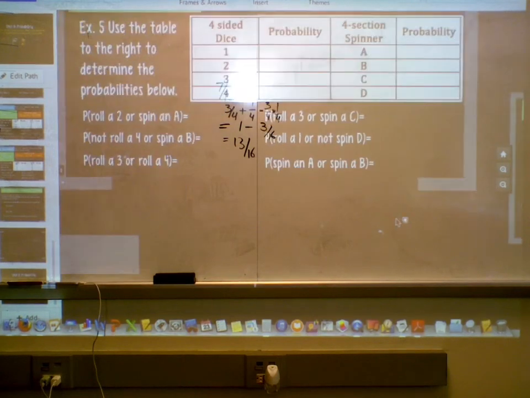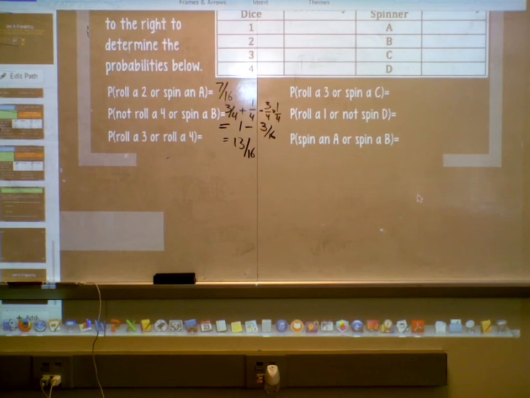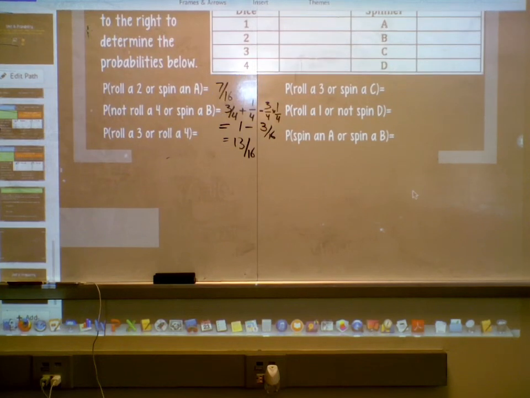Can we get a negative fraction? No, you cannot have a negative fraction. Well, you can, but none of these answers will be negative.